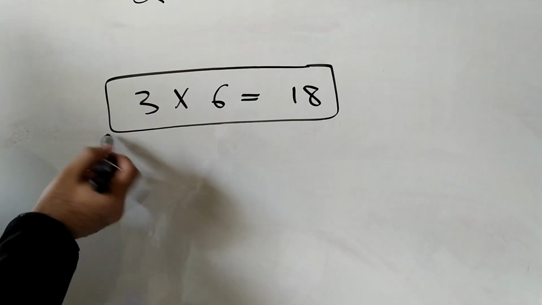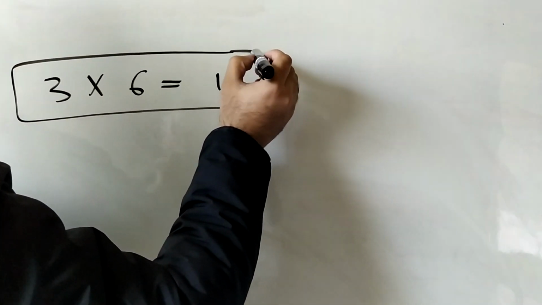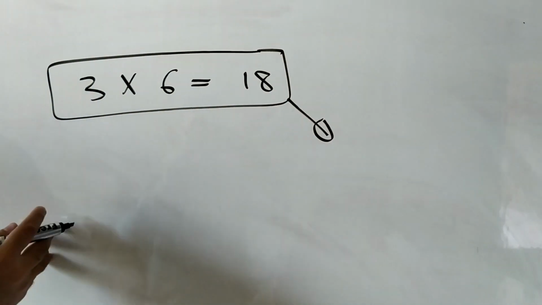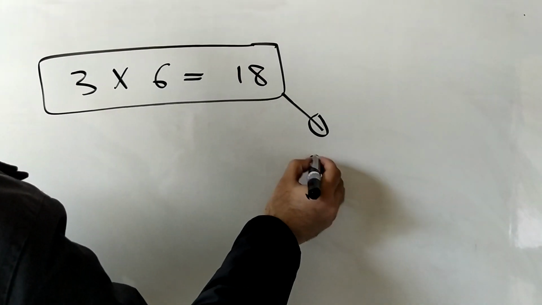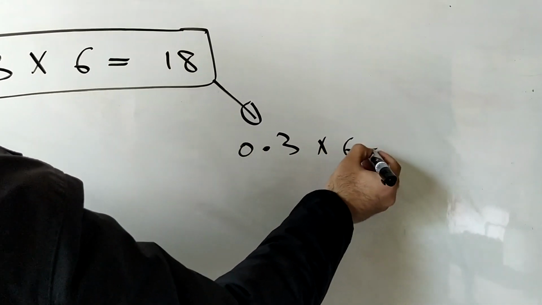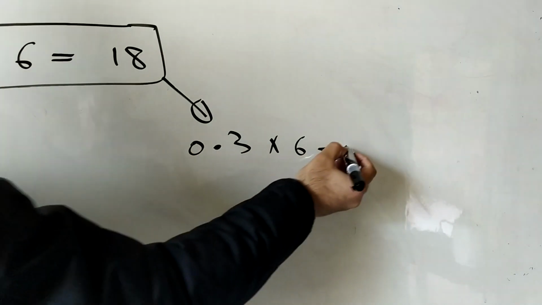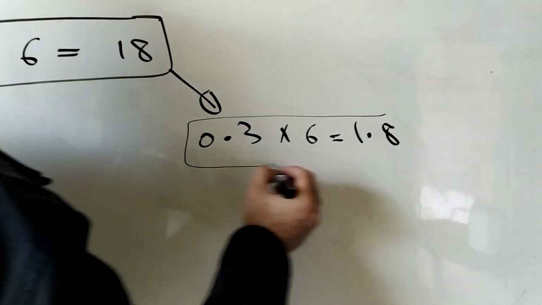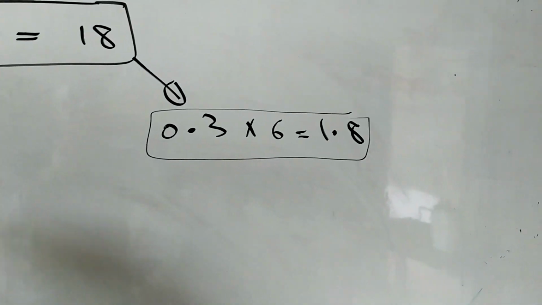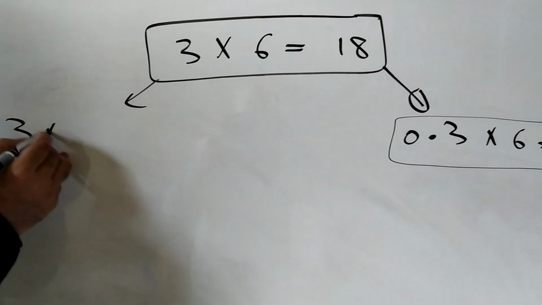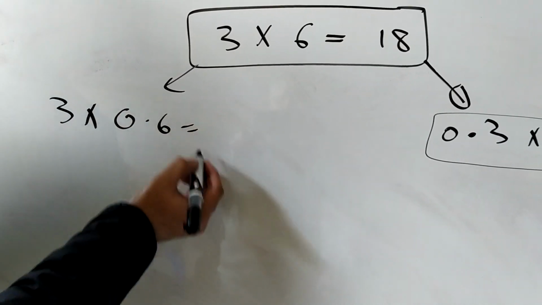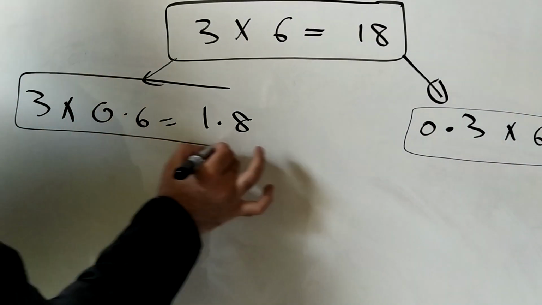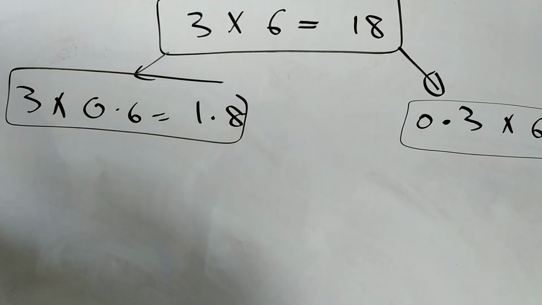How? We can say, for example, 0.3 times 6 equals, here we put the point. Also here we have to put the point. Okay, so this is the first fact. We can say 3 times 0.6 equals what? Also 1.8. Because here we put the point, here we have to put the point again.